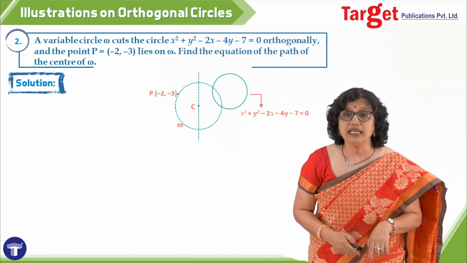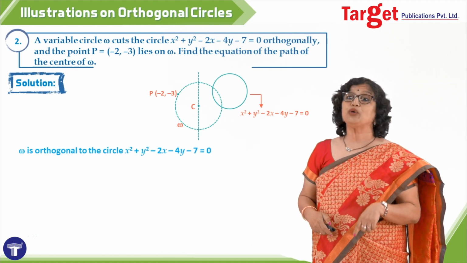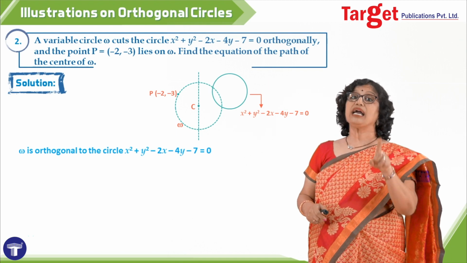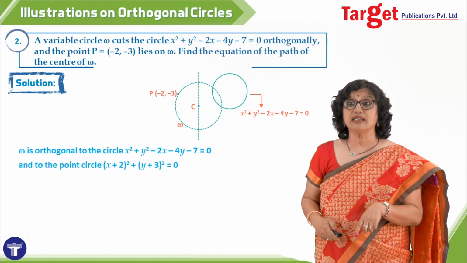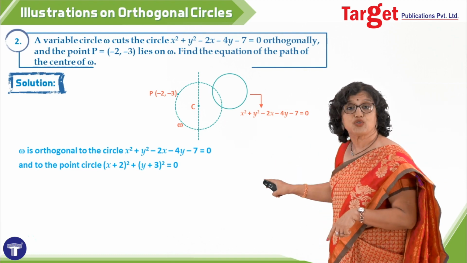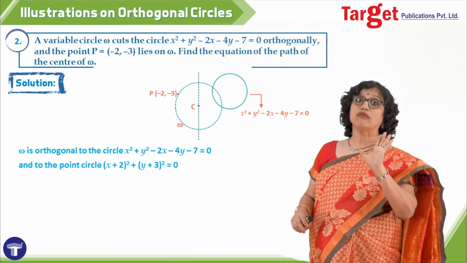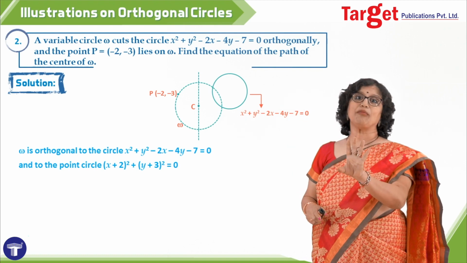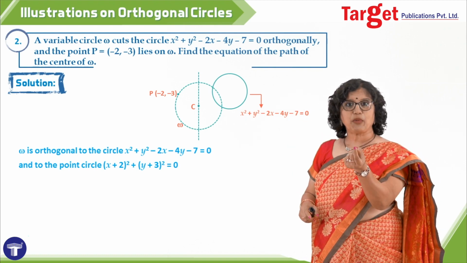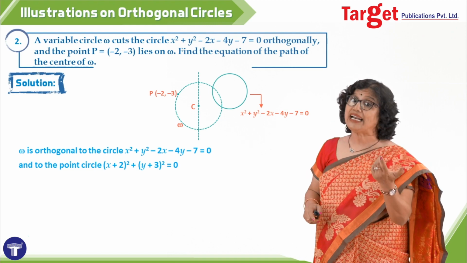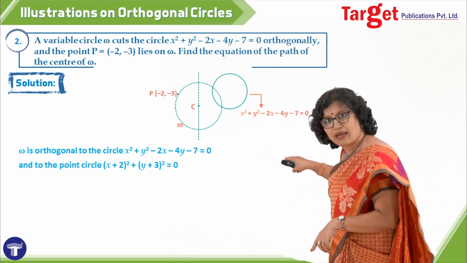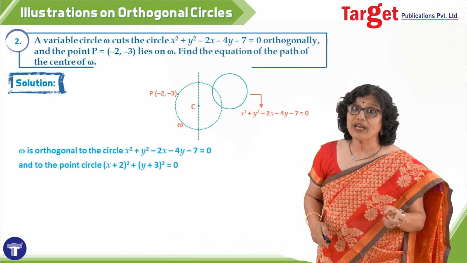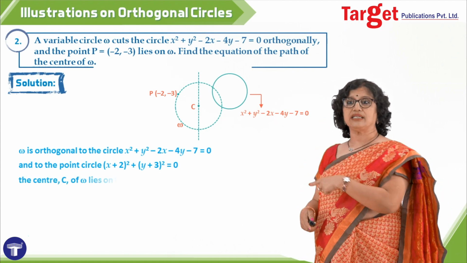Correct? So basically omega is orthogonal to the given circle, and also please use that omega is orthogonal to point circle. What is point circle? X plus 2 whole square plus y plus 3 whole square equal to 0. I am using that point P as point circle, minus 2 comma minus 3. So center of that point circle is minus 2 comma minus 3 and radius is 0. So equation I am taking as x plus 2 whole square plus y plus 3 whole square equal to 0. And circle omega is orthogonal to given circle and this circle.